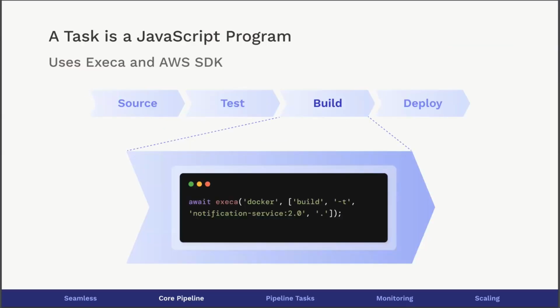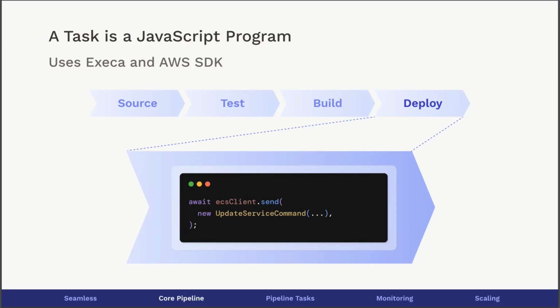In Seamless, a task is a JavaScript program. We use Execa, which is a package for running shell commands. We also use the AWS SDK to interact with infrastructure. For example, during the build task, we use Execa to build a Docker image. And in the deploy task, we use the SDK to launch that image into production.